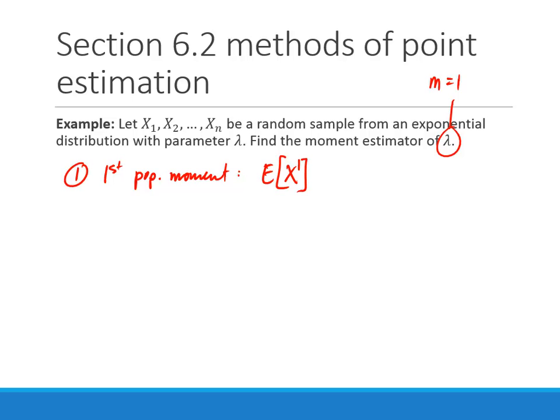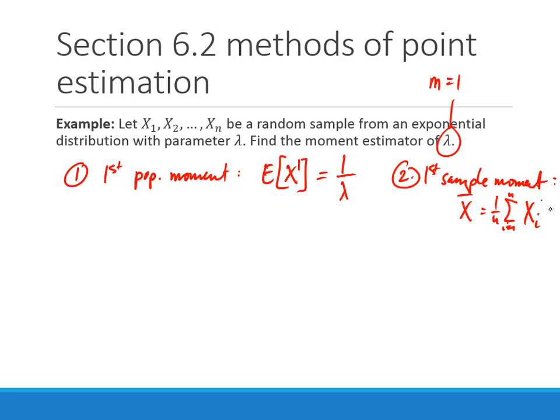So what's the expected value of an exponential random variable? 1 over lambda. Very good. My first sample moment again is x bar. So that's kind of what it will always be. Again, that's just the average of the xi raised to the first power.